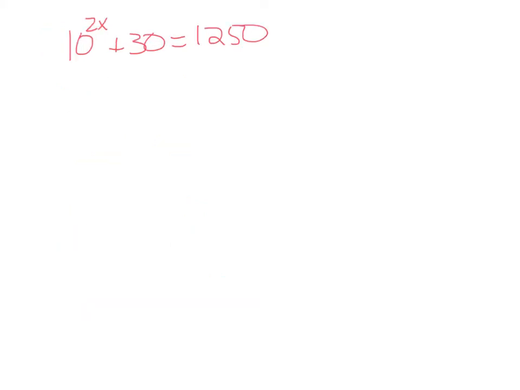Okay, here's a very similar example, and again, get all numbers that are not the base and the exponent to one side of the equation. So I'm going to start off and subtract 30 and have 10 to the 2x power equals 1220. And now, this is as condensed as it gets. We can't divide by 10 because that's not what's going on anymore.